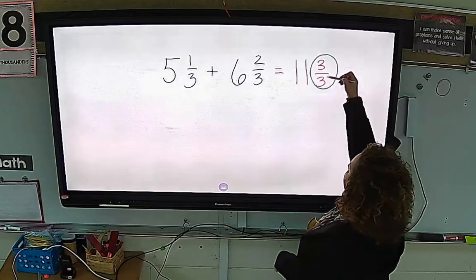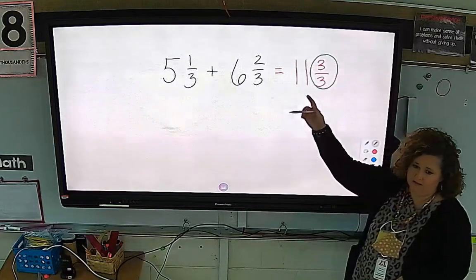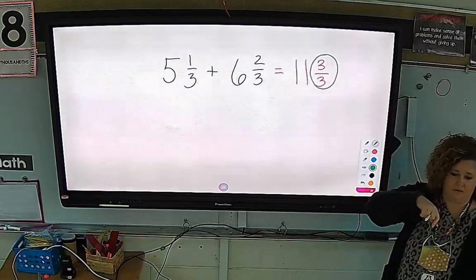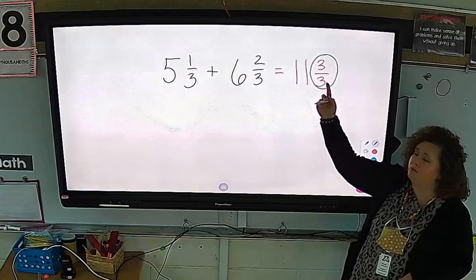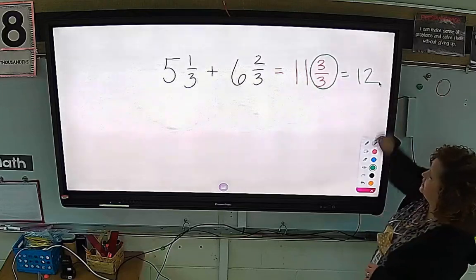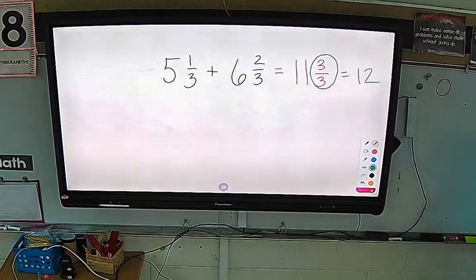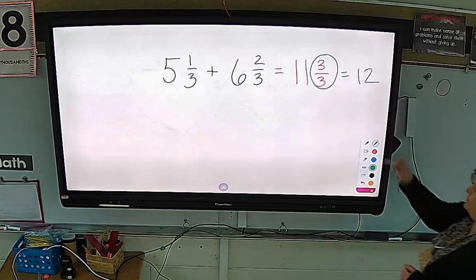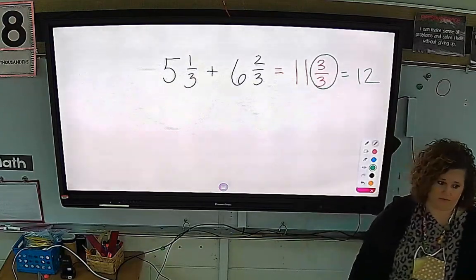This is 11 plus 1 more. Y'all see that? Can't see it if you're looking down. This is 11 plus 1 more because all the pieces are there. This is equal to 12, and there's your answer. Okay. So if all the pieces are there, just change it to a whole number. Simple.